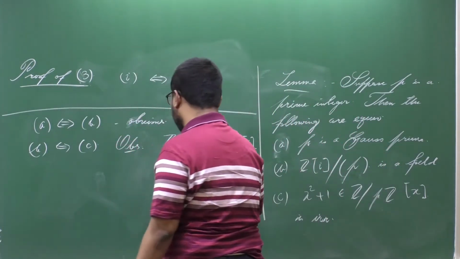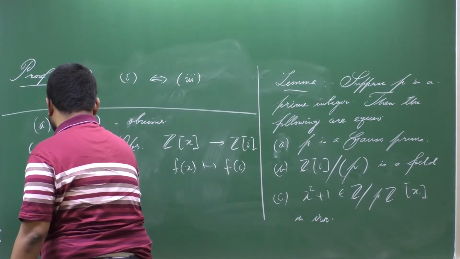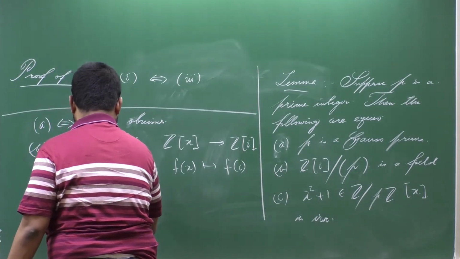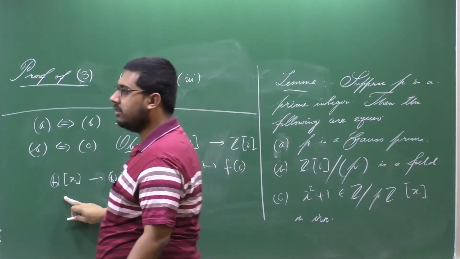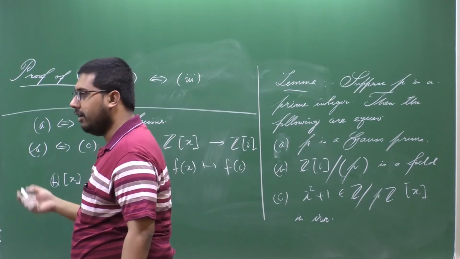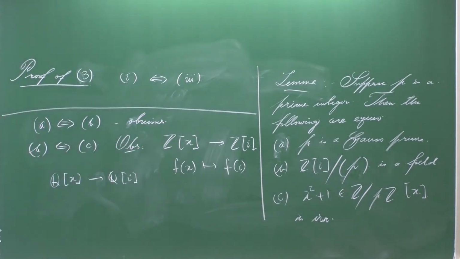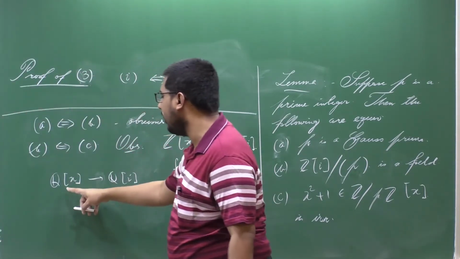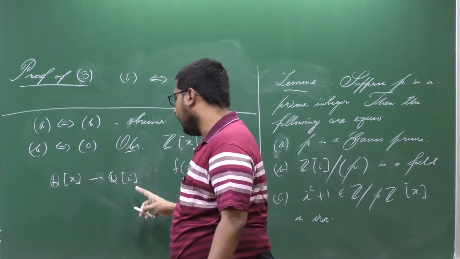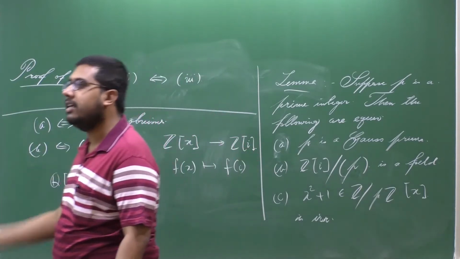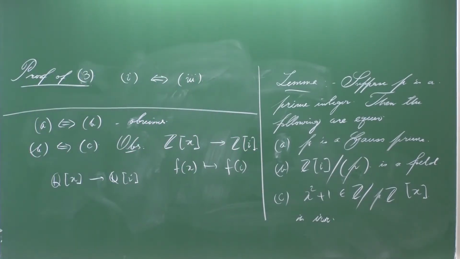To see that, you should extend this homomorphism to Q[x]. Since Q[x] is a PID and x square plus 1 is an irreducible polynomial over Q[x], once the principal ideal contains an irreducible element, it has to be the generator. So every polynomial with rational coefficients that goes to the kernel, that is, which has i as a complex root, must be a scalar multiple of x square plus 1.